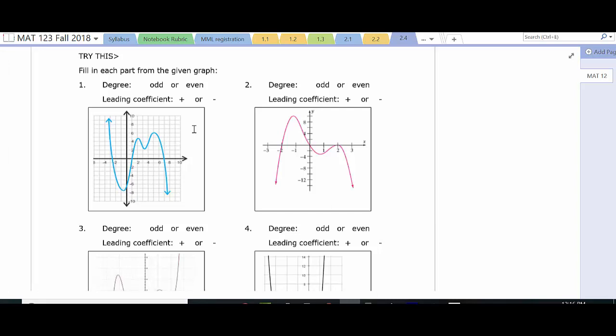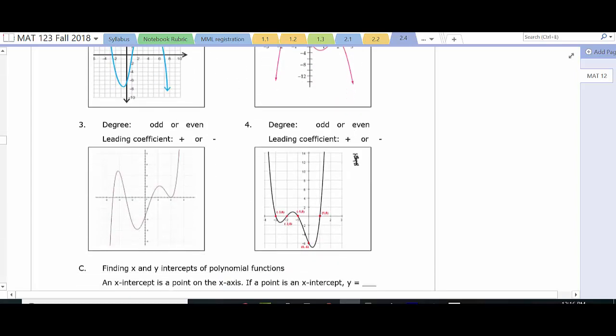Until you get it figured out, you want to get this real quick. Odd is like John Travolta. Even is like parabolas. That's the way I think of it. I just have to know which one is on the leading coefficient.